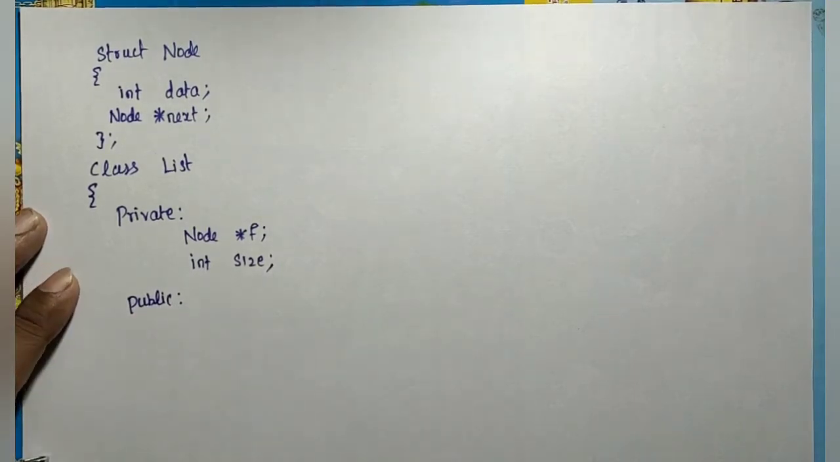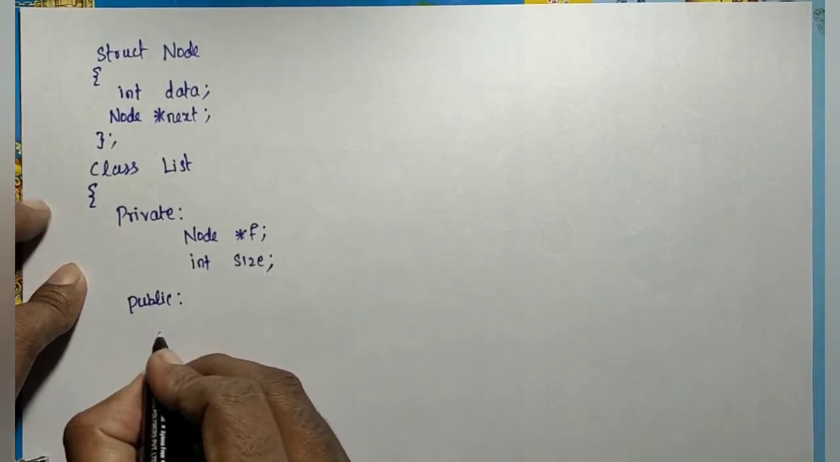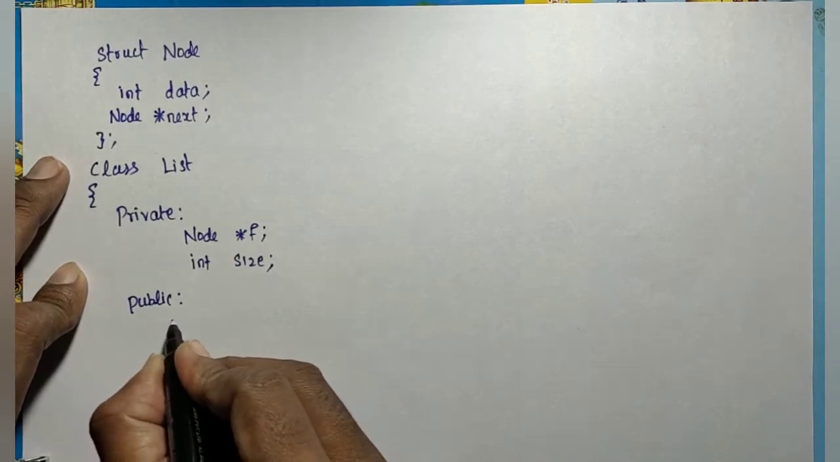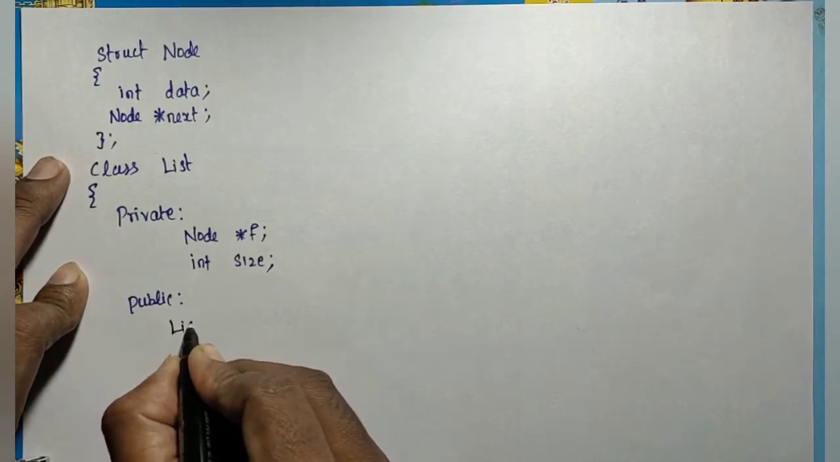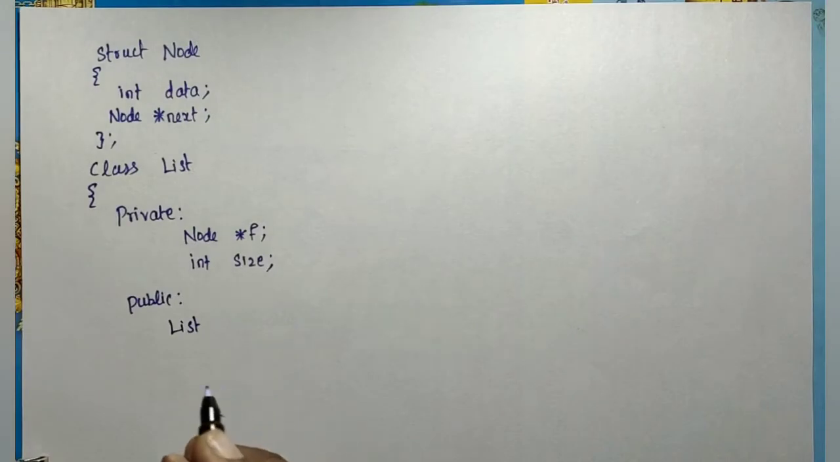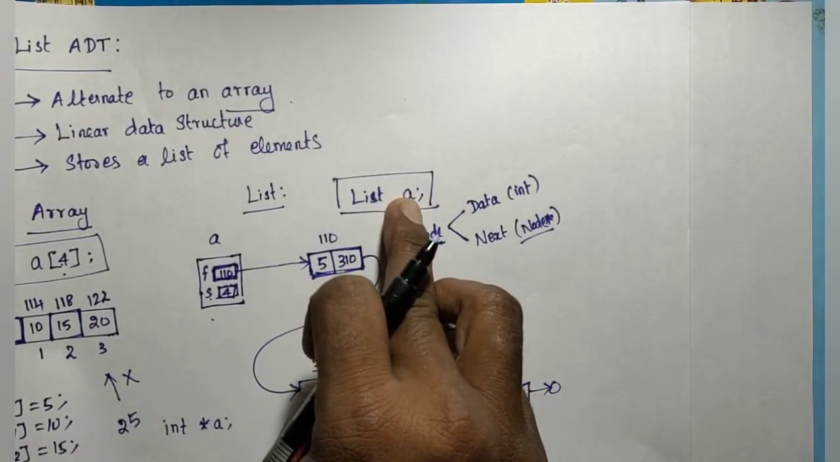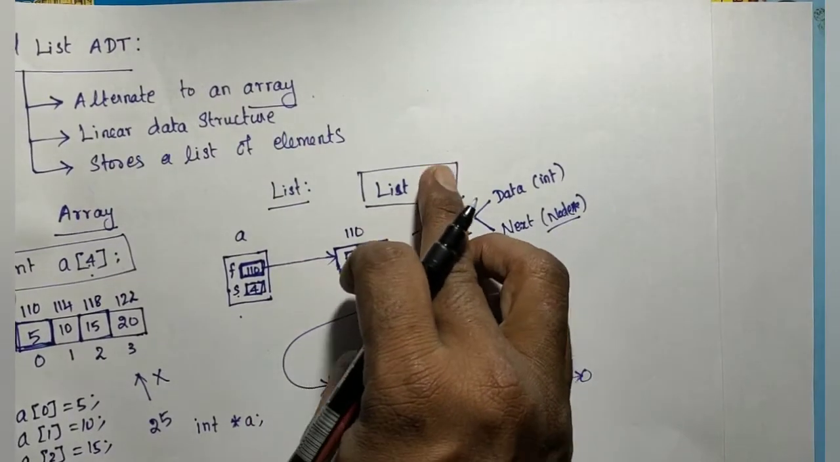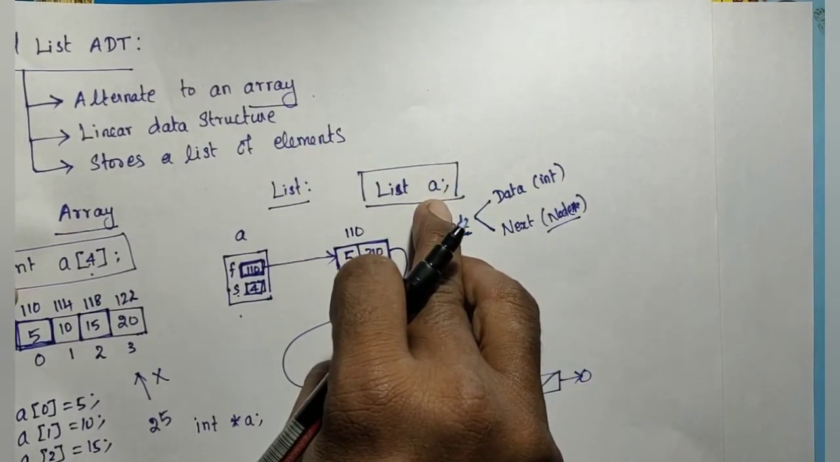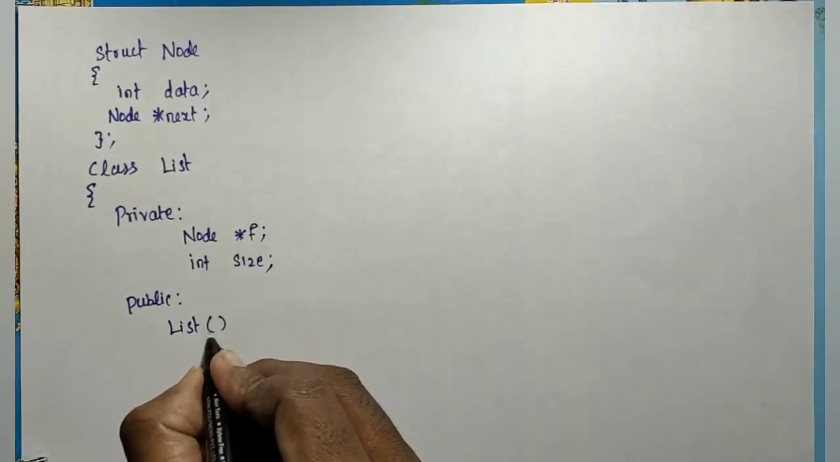Public. The first one is the list constructor. In that constructor I need not pass any argument, because the size need not be mentioned. In the stack and queue we are mentioning the size, but it is not required here. So we can define the default constructor like this.